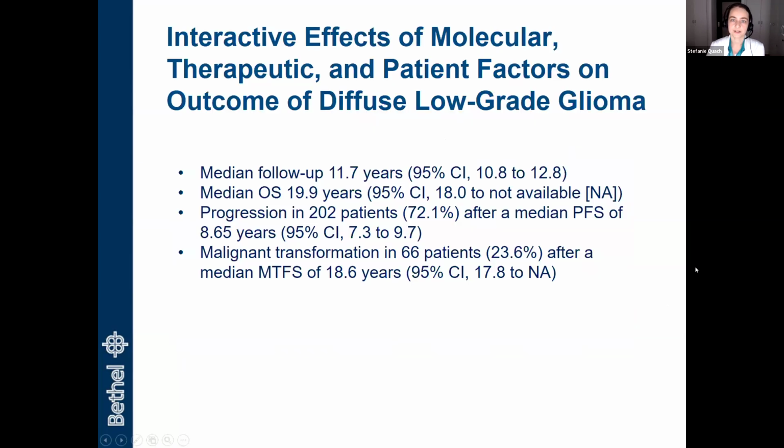So what were the results that they could find in this cohort? They could follow it up for 11.7 years in median, which is quite impressive for such a large cohort over 3 centers. The median overall survival was 19.9 years. And progression was seen in 202 patients and malignant transformation in 66.